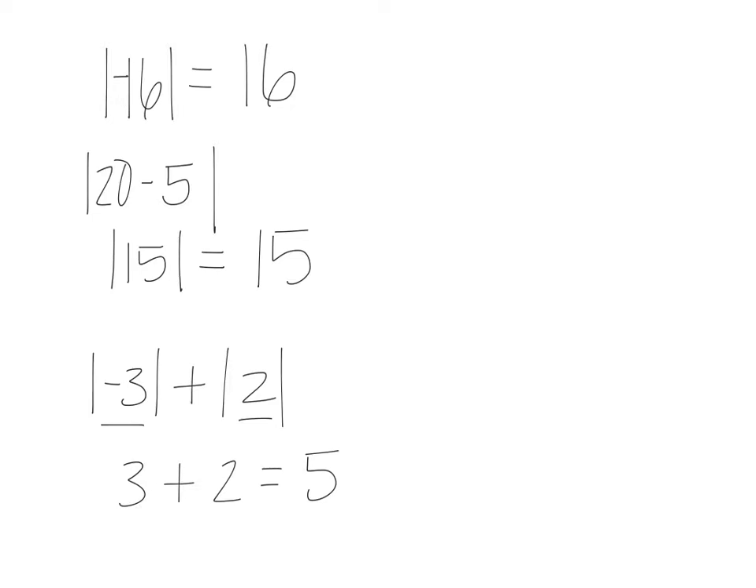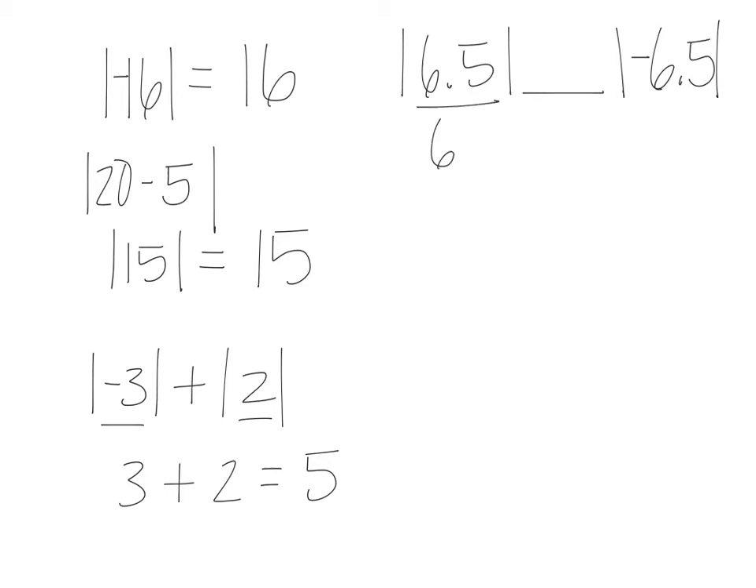Now, you also might be comparing numbers on the concept check tomorrow. So you might see something like this. I might give you the absolute value of 6.5, and I want you to compare that to the absolute value of -6.5. Well, I know that the absolute value of 6.5 is going to be 6.5, and the absolute value of -6.5 is also 6.5. So those are going to be equal to one another.